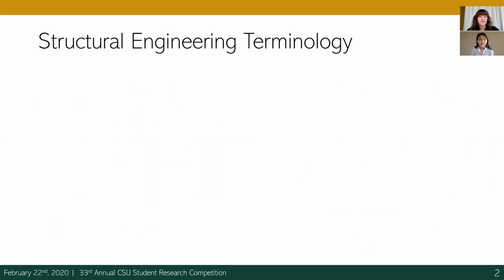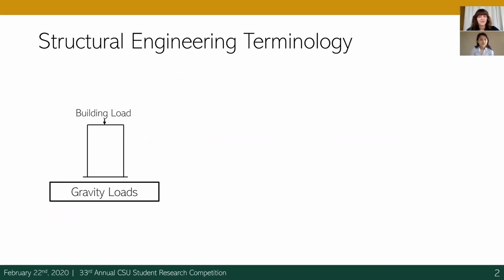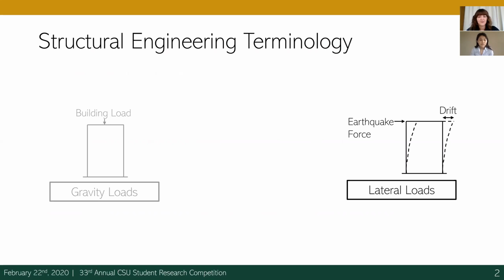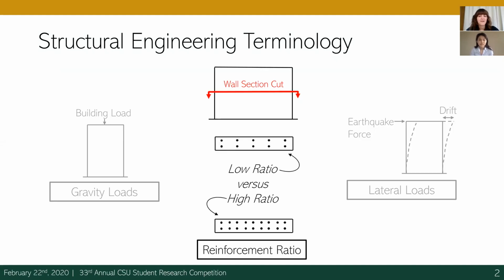Before we dive into the project, we wanted to give you some structural engineering terminology that we'll be using throughout the presentation. First, we have gravity loads, which refer to the load of everything inside the building that'll be weighing down on the structural elements, such as the walls. Second, we have lateral loads, which refer to the load of wind, or in our case, earthquakes, on the walls that cause a building to drift from its neutral position. And lastly, we have reinforcement ratio, which refers to the ratio of concrete to rebar that you would find in the cross-section cut of a wall.